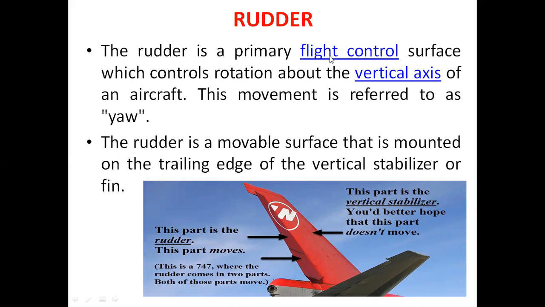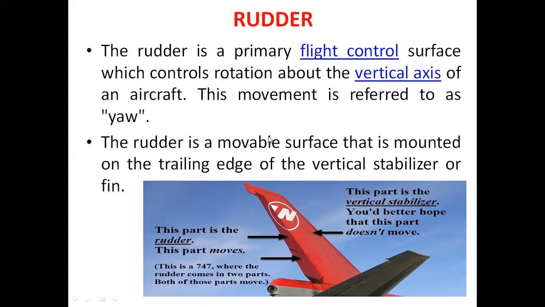So basically, rudder is a primary flying control surface whose main function is to control the rotations of an aircraft about the vertical axis. Means it will control the yawing motion of an aircraft. Rudder controls the yawing motion of an aircraft. We can further define the rudder like that.